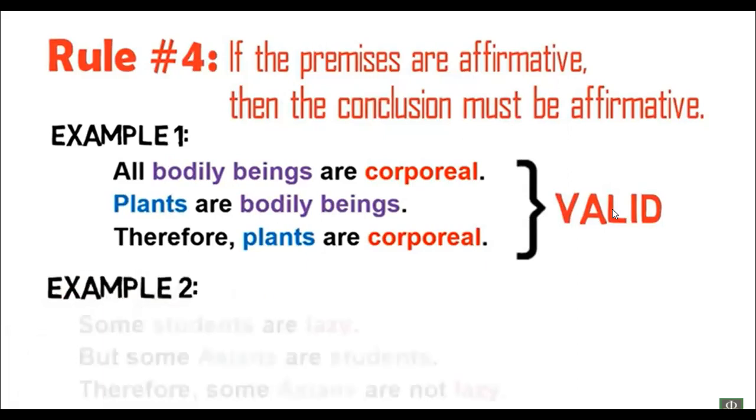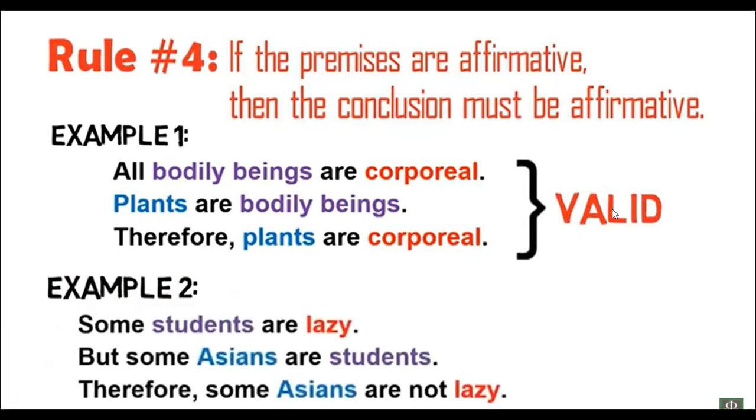Here's another example. Some students are lazy, but some Asians are students. Therefore, some Asians are not lazy. This syllogism is invalid because it does not satisfy rule number 4 of the 8 rules of syllogism. As we can see, both premises are affirmative, but the conclusion is negative.